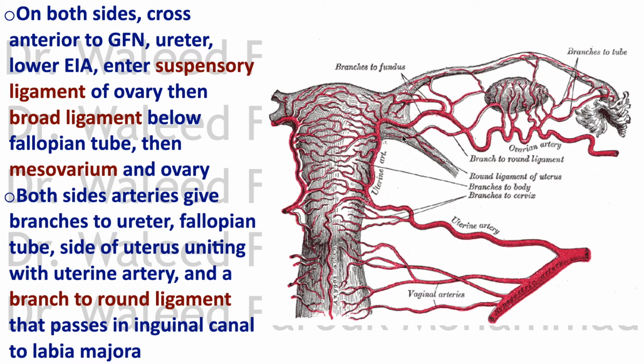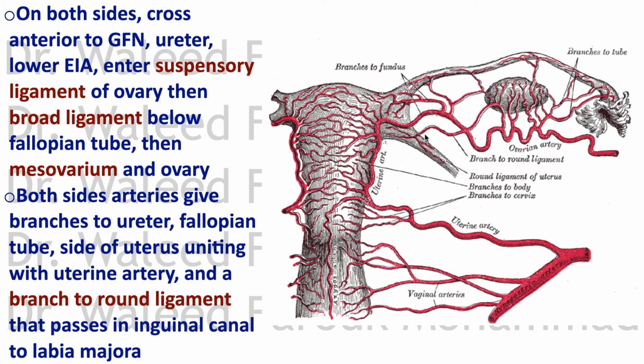Now, this is the round ligament of the uterus arising from the superolateral angle. See, there is a branch from the ovarian vessels to the round ligament of the uterus, and this branch will go with the round ligament of the uterus, so it will pass through the inguinal canal and end by supplying the labia majora. Now, this is for the blood supply.